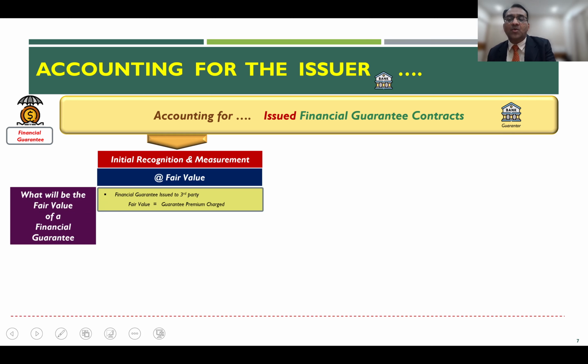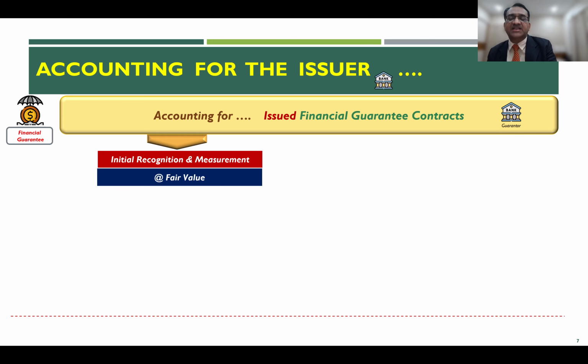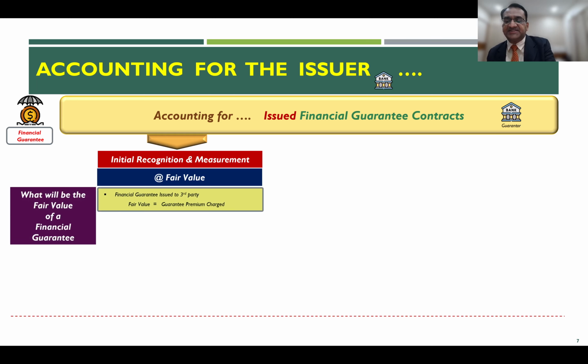But let us see what this says. In most circumstances, when you are looking at and dealing with a financial guarantee contract which is issued by a third party, which in this case happens to be the bank.